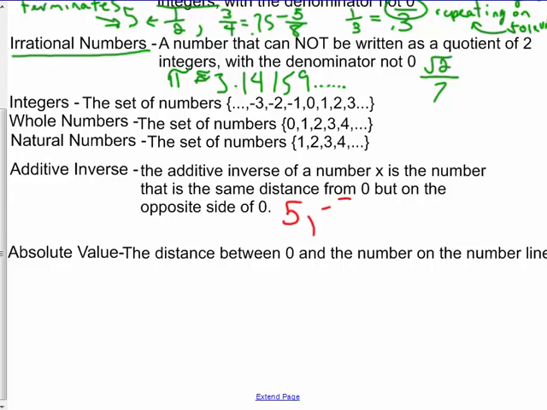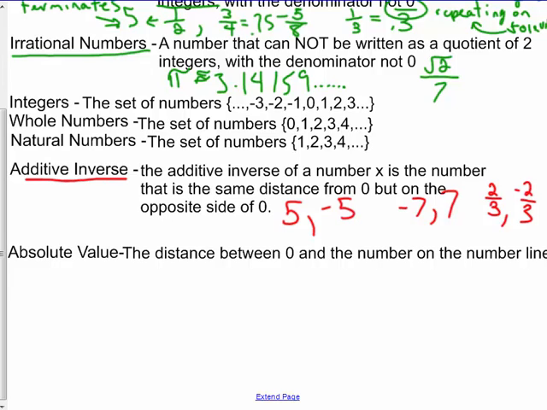The next thing, the additive inverse. Okay? Now, this is not exactly part of the real number system, but it is an important aspect. When we look at additive inverse, it's the number that is kind of the opposite, if you want to think about it that way. The same distance away from 0, but on the opposite side. So 5, negative 5. Negative 7, the additive inverse is 7. 2/3, the additive inverse would be negative 2/3.